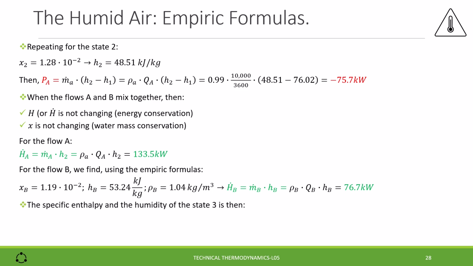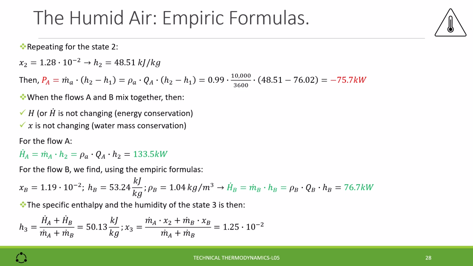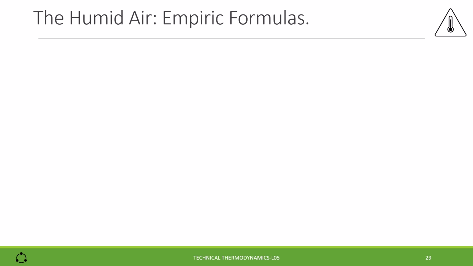The specific enthalpy and humidity of the state 3 is then capital HA dot plus capital HB dot divided by the sum of the mass flows, and we find 15.13 kJ per kilogram. The absolute humidity X3 is the pounded average of the absolute humidities, 1.25 into 10 to minus 2. Solving the formula 48 for the temperature, we get T3 equals 18.4 degrees.